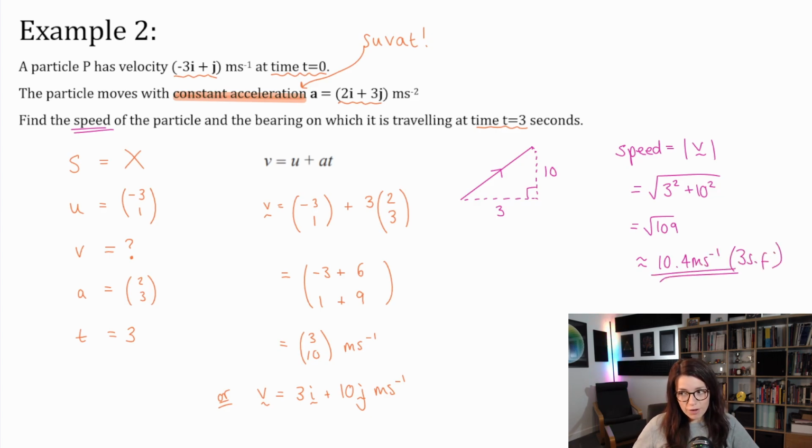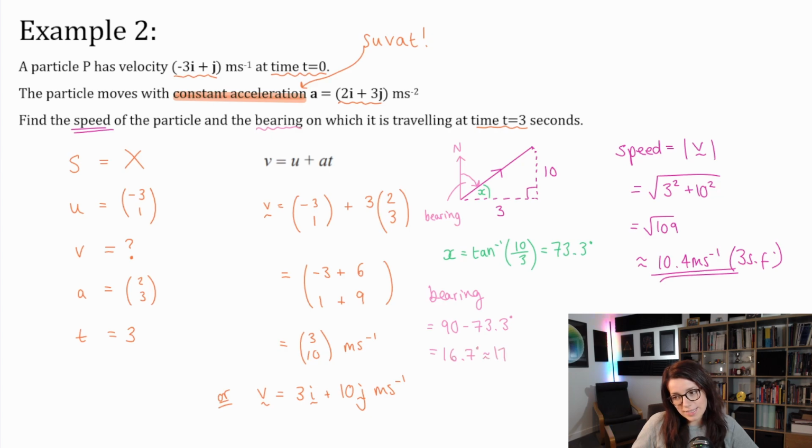We also want to know the bearing on which it is travelling. So again, anytime you have bearing, you need to think about the angle clockwise from north. So if we draw our north line on there, we are interested in this angle here for the bearing. Again, different ways of finding this, but I would probably find the angle inside this triangle here first, just using SOHCAHTOA. So in this case, x would be inverse tan 10 over 3, so 73.3. And then the bearing will just be 90 take away that, which is 16.7 degrees, roughly 17 to the nearest whole. And I've done that so I can write it as 017 for a nice 3-digit bearing.